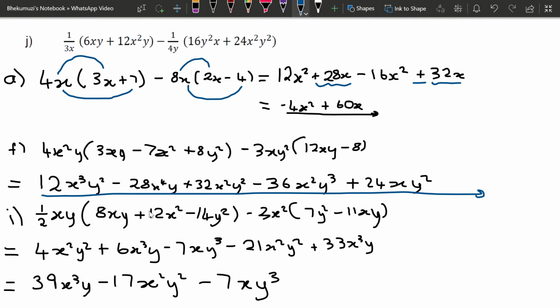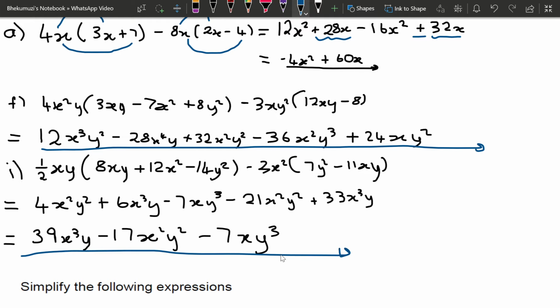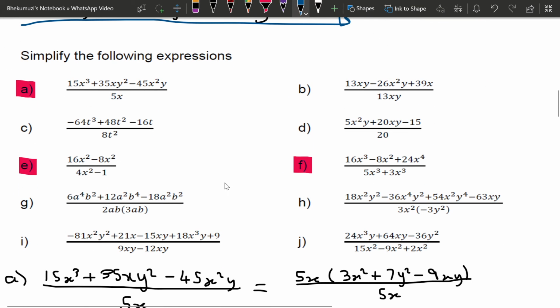Okay, and then the next one here, still the same procedure, and you follow it, and you would find that it is 39x to the power 3 y minus 17x squared y squared minus 7y to the power 3. Now again, if you want to look at the question closely, please stop the video and then continue as you go along.